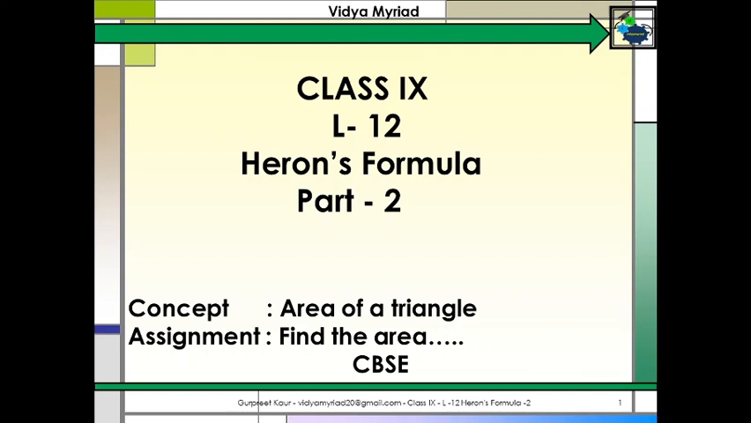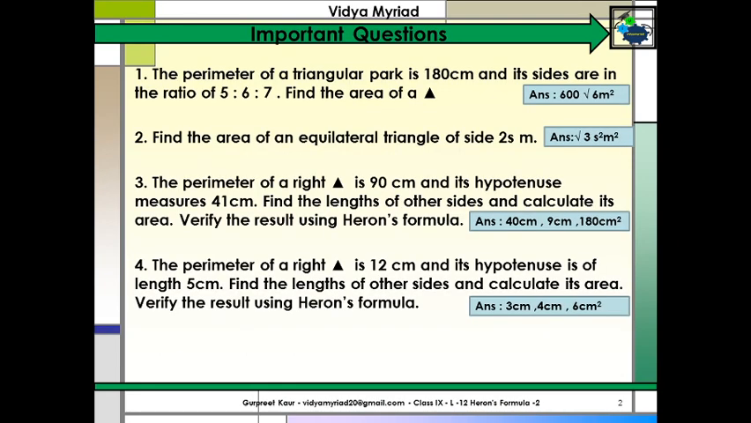I have come with the second part of Heron's formula for class 9th, where we are going to do several questions. We need to find out the area of a triangle using Heron's formula. Some questions I am writing over here along with the answers. Please do this after watching the video and see whether you are getting the same answer or not. If you are facing any problem, or your answer is not coming, please let me know in the comment section.